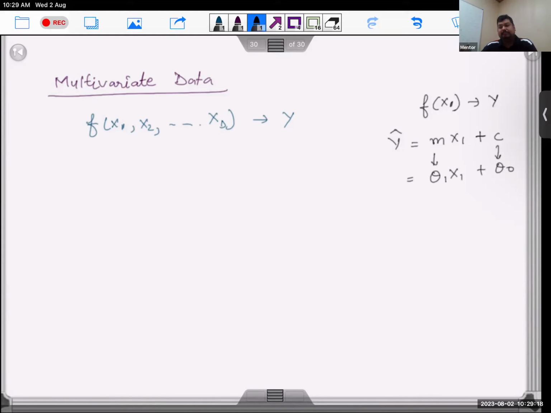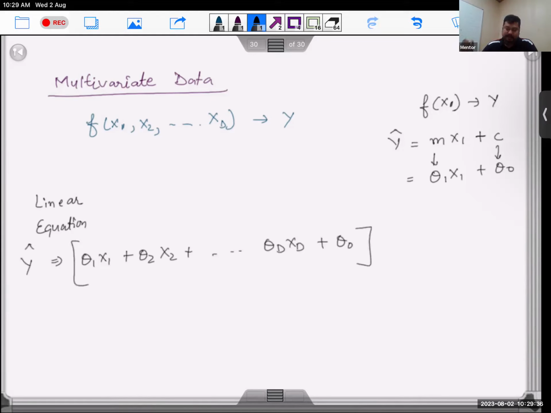If I have multiple features and I want to write a linear equation, how do I write it? theta1 x1 plus theta2 x2, absolutely spot on, and so on till thetad xd plus theta naught. This would be your y hat. Is this part clear?